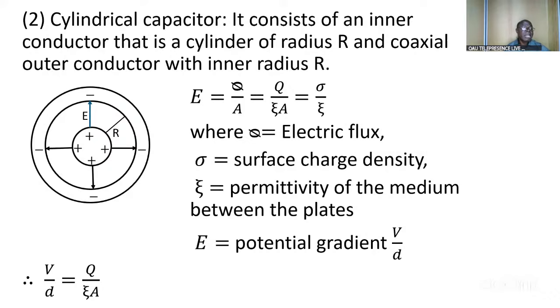And you can see that the inner one is charged positive, and the outer one is charged negative. The electric field is represented by E. And inside, each of them will have a radius. Let's say the inner one, I call it RB, the small radius, and I call the outer one RA.